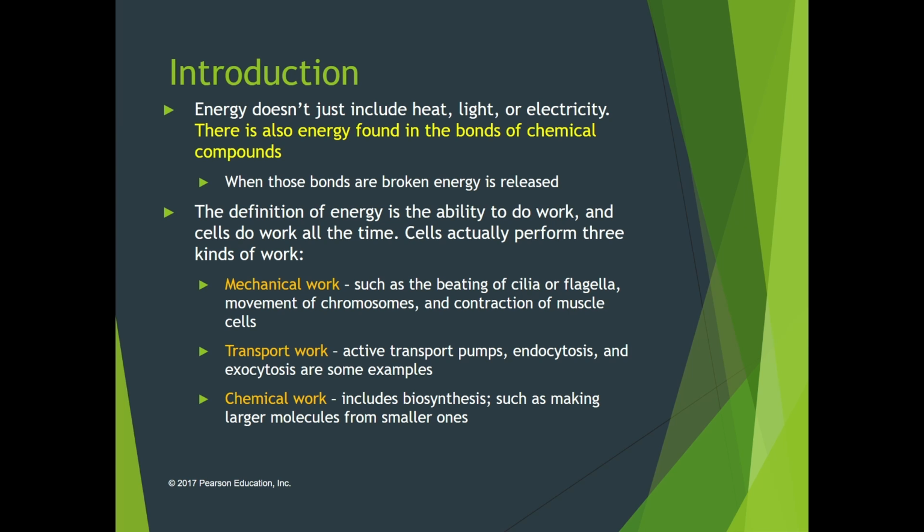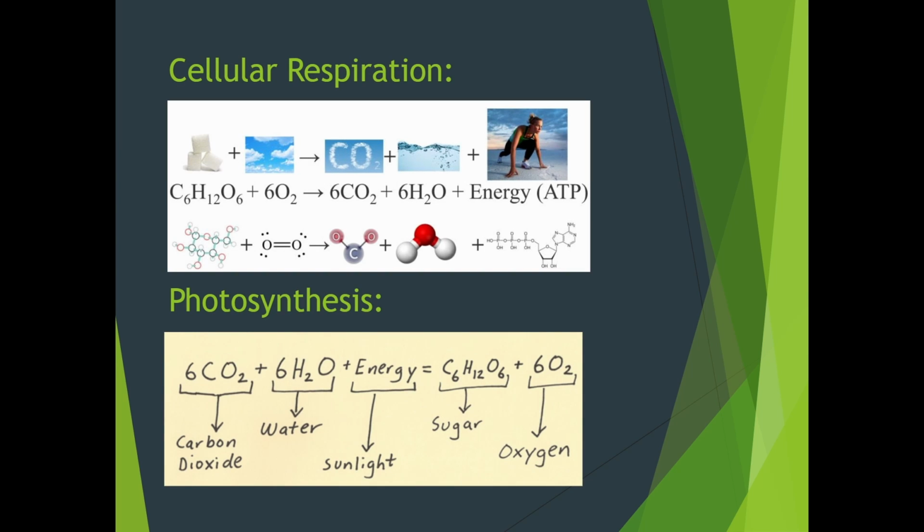Transport work, that would be something like active transport pumps, endocytosis, exocytosis, all of those vesicular transport examples we've looked at when we talked about types of active transport. And chemical work is biosynthesis, such as making polymers by putting monomers together. So here are the two chemical pathways we're going to look at: cellular respiration and photosynthesis.